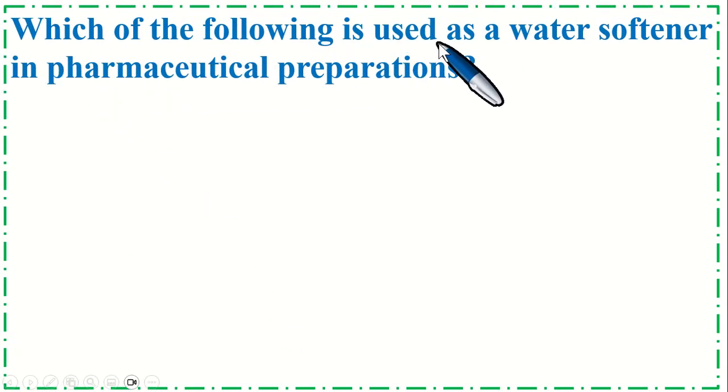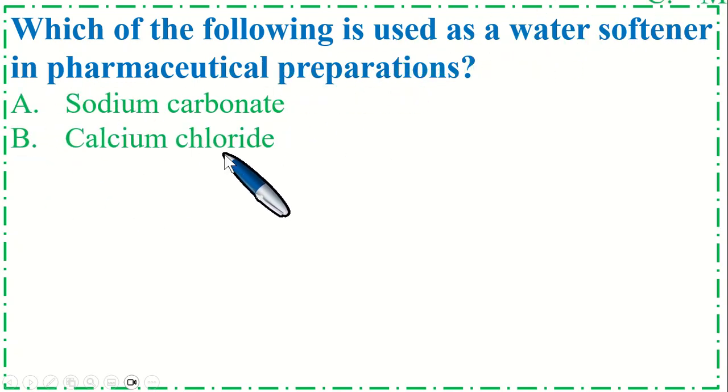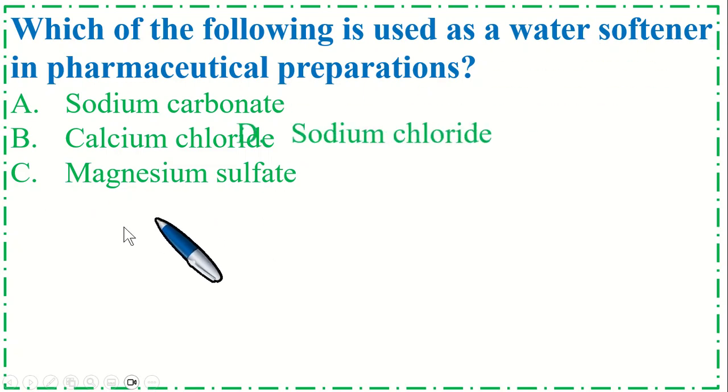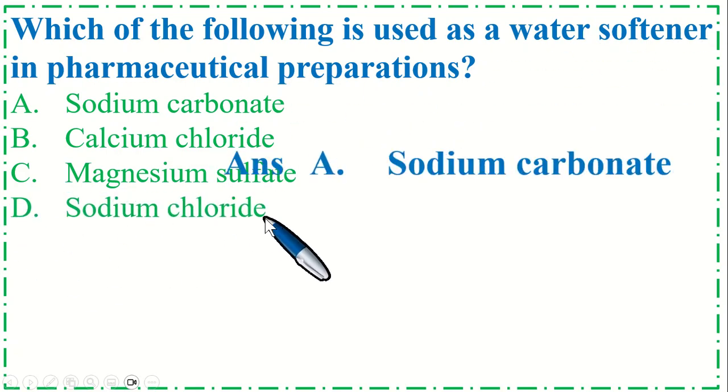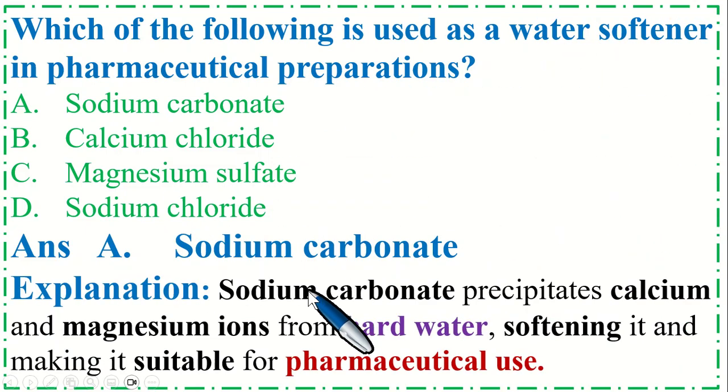Which of the following is used as a water softener in pharmaceutical preparation? Option A, sodium carbonate, B, calcium chloride, C, magnesium sulfate, and option D, sodium chloride. So the correct option is A, sodium carbonate. Sodium carbonate precipitates calcium and magnesium ions from hard water, softening it and making it suitable for pharmaceutical use.